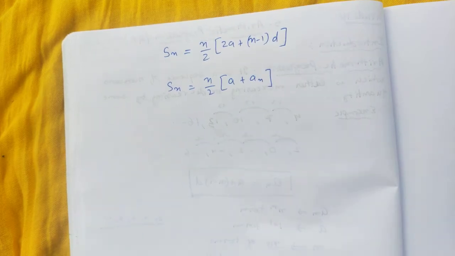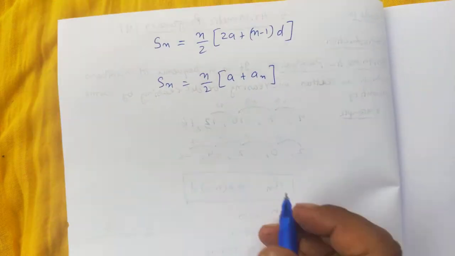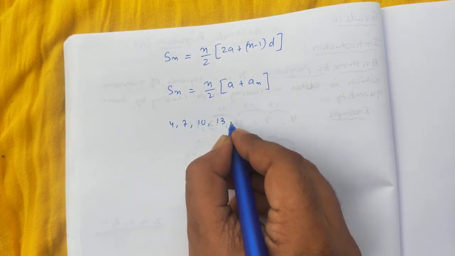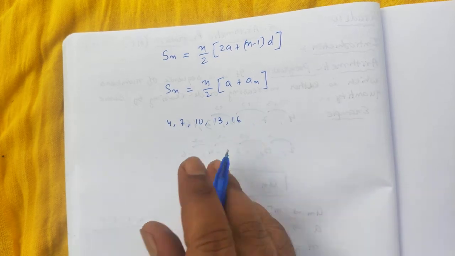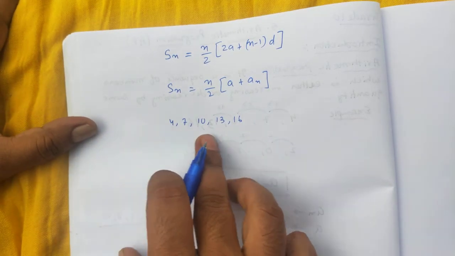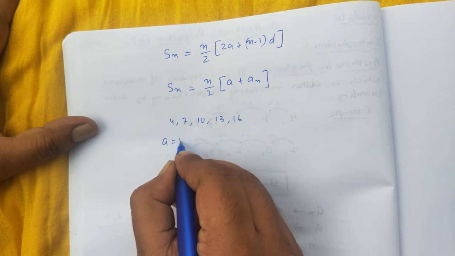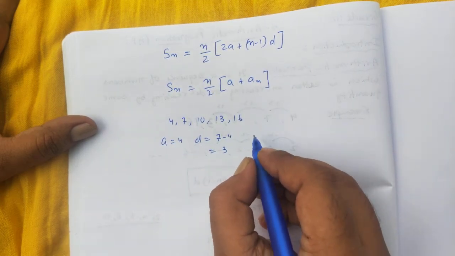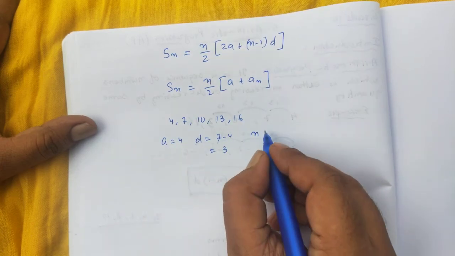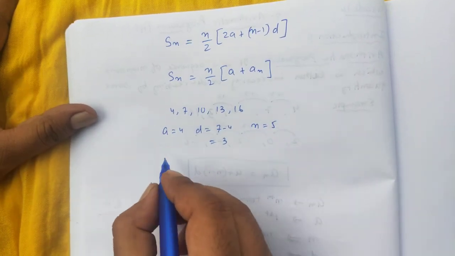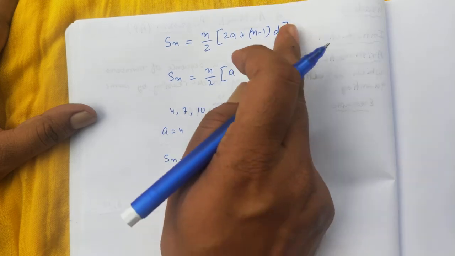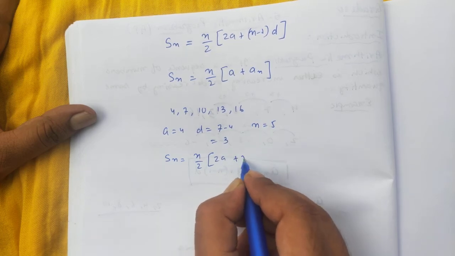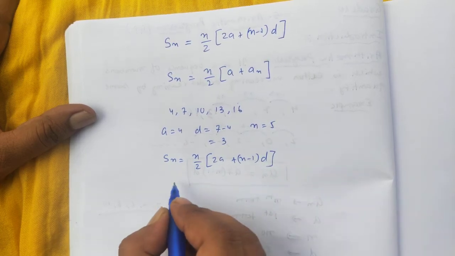For example, I'm taking the same series: 4, 7, 10, 13, 16. Suppose there are only 5 terms given. We're going to find the sum of these terms. First, a is 4. d is 7 minus 4, which is 3. n is what? There are only 5 terms, so n is 5. How to find Sn? By using the first formula, n by 2 into (2a plus (n minus 1)d).